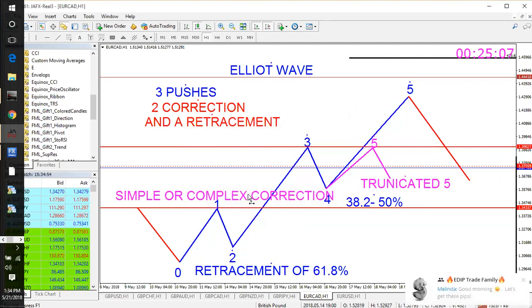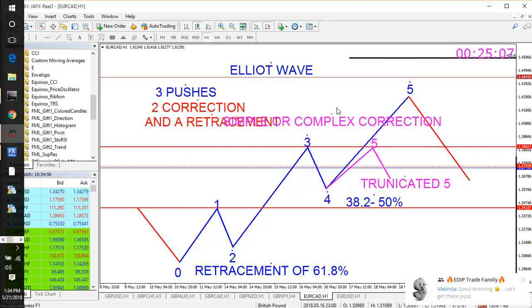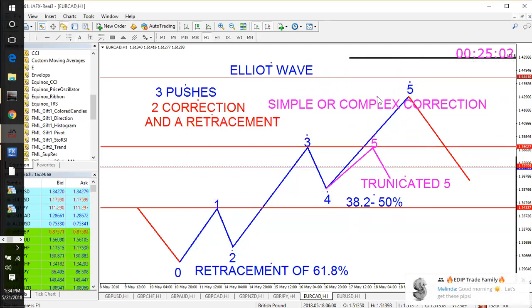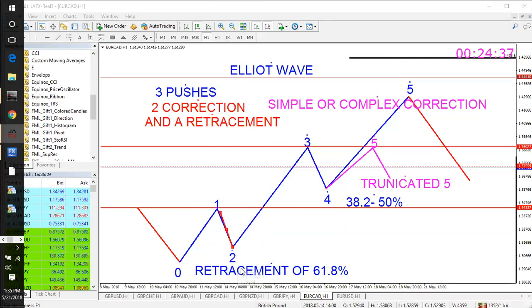Simple or complex correction. Let me just put it right here. We have a simple correction if the price just moves in a series of red candles down without having blue on it. You have a complex correction when you have just a series of red candles that move down to hit your point 2. Then most times you only have a simple move in your 1 to 2.